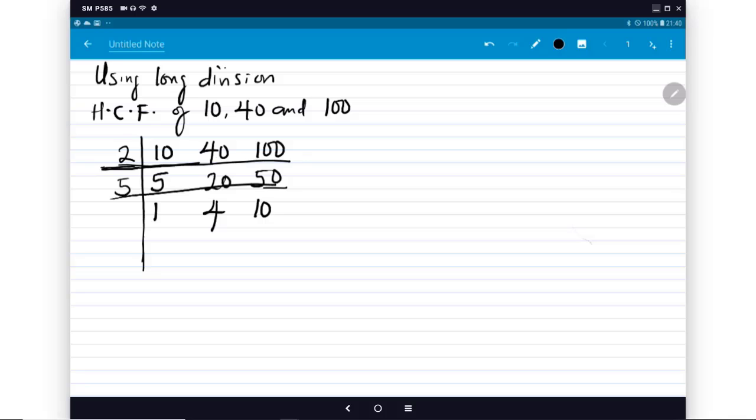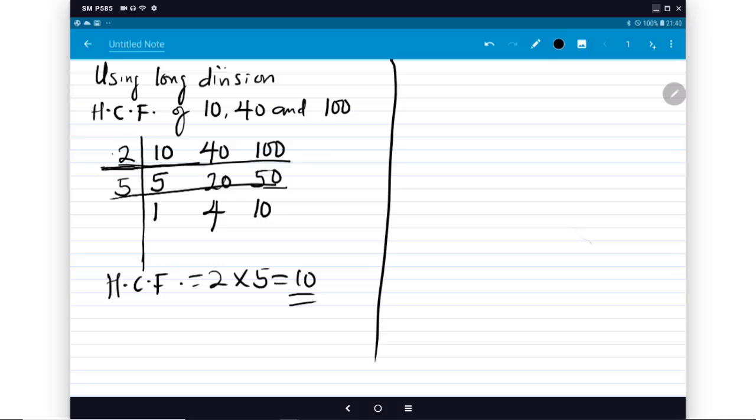So that is how we can do. Alright, the only number that can divide these three numbers is 1, and there's no need doing that. So it means our HCF will be 2 times 5, that's this times this, and that will give us 10. So that gives us the highest number that can divide these three numbers with remainder 0.